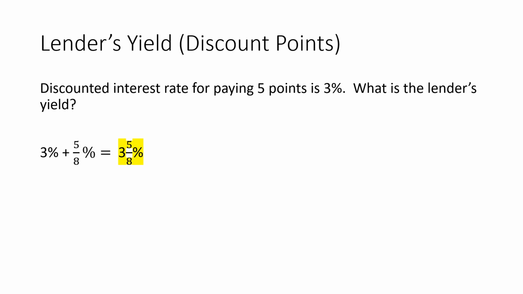Now let's do some lender's yield. The discounted interest rate for paying those 5 points, remember, was 3%. We want to know what the lender's yield is. So remember, each point equals 1/8 of 1%. So all you're going to do is put a 5 over the 8 and add it to 3%. So 3% plus 5/8% equals 3 5/8%, which is the APR, the lender's yield.